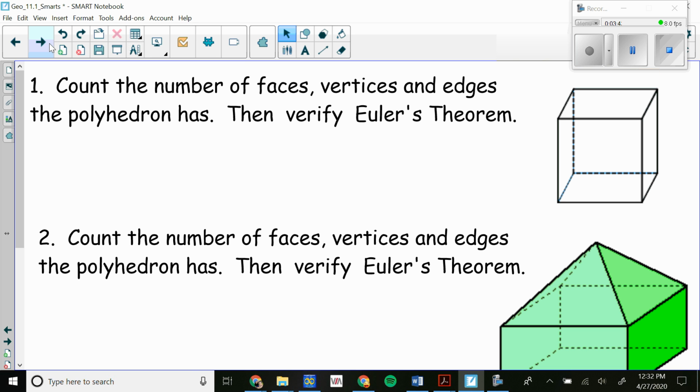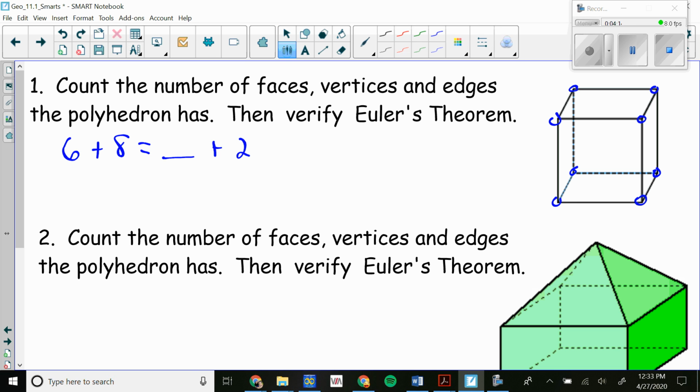Number 1 says count the number of faces, vertices, and edges of the polyhedron, then verify Euler's theorem. So on this cube, think of it like a dice. We know there are going to be 6 faces, plus the number of vertices. We have, let's circle them here, 1, 2, 3, 4, 5, 6, 7, 8. And that should equal the number of edges plus 2. Let's see if it does.